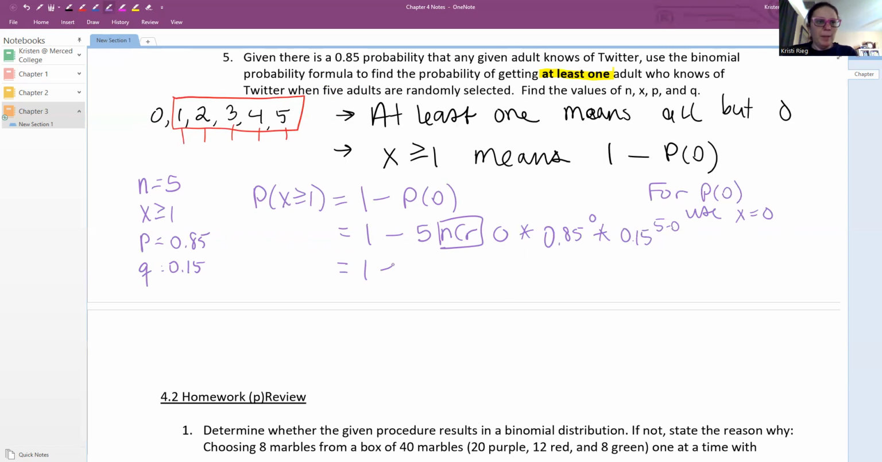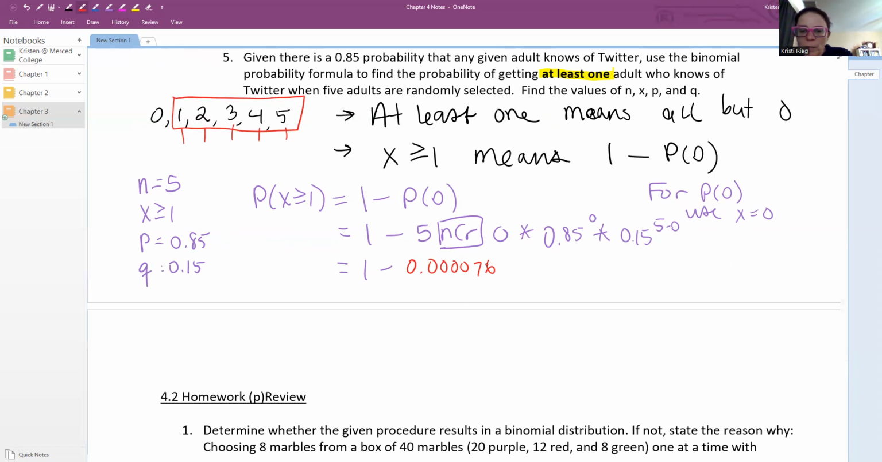I'm typing in this part right here that I'm subtracting. 5 NCR 0 times 0.85 to the 0 power times 0.15 to the 5 minus 0 power. Does anybody know what 5 minus 0 is? Just kidding. I know you know what that is. So we get to the 5th power, and I got a really tiny number, 0.000076. I know I say round to the nearest 4, but this had so many zeros, I just went a little farther.